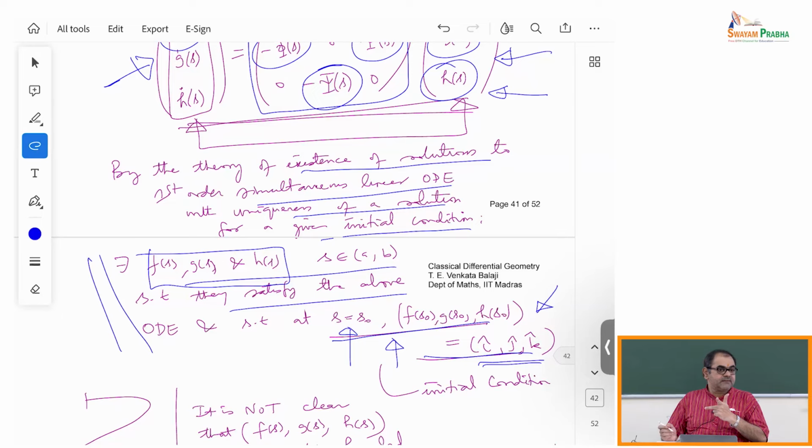So what you have done is, because of this initial condition, you have assumed that F, G and H at the point S naught form a right-handed orthonormal frame. But it is not directly clear that because of that, at every other point also this is going to be an orthonormal frame. And that is a necessary condition, because if this is supposed to be the Frenet-Serret frame of a curve, then at every point it is an orthonormal frame. You understand?